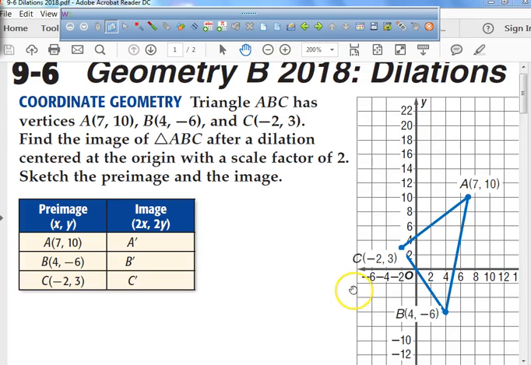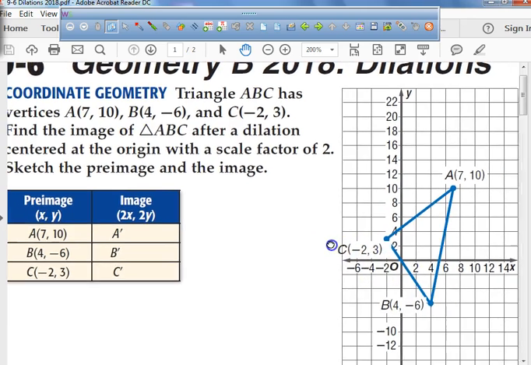All right, what are we going to be covering today? Dilations. That's right, dilations. All right. So, by the way, dilations.